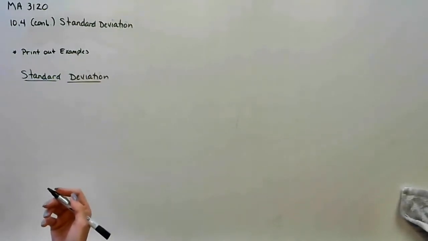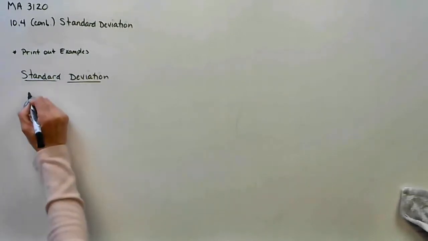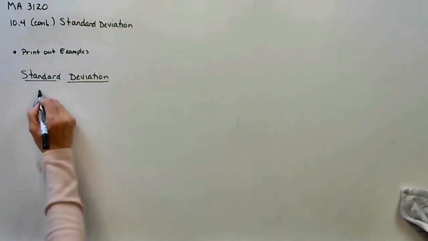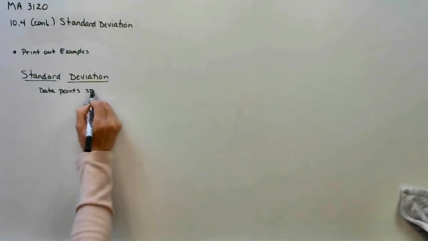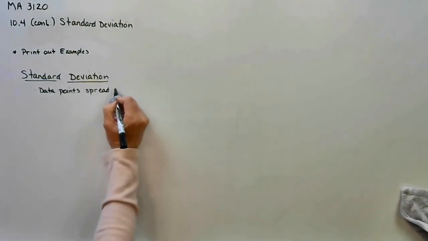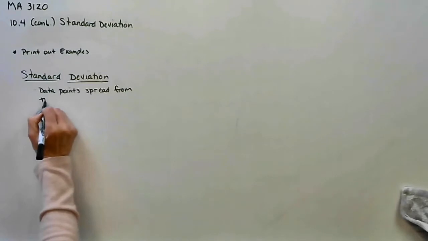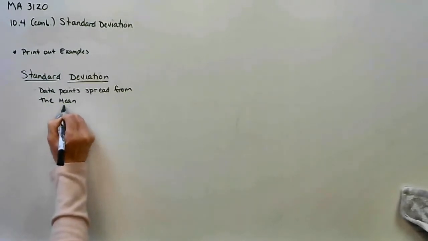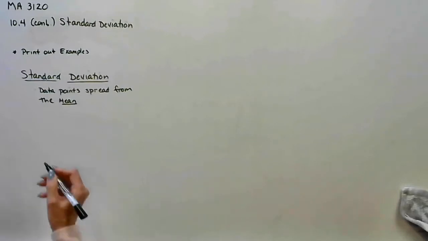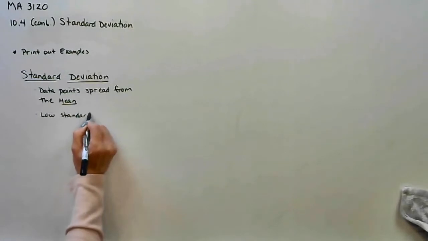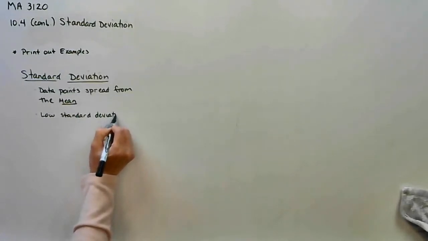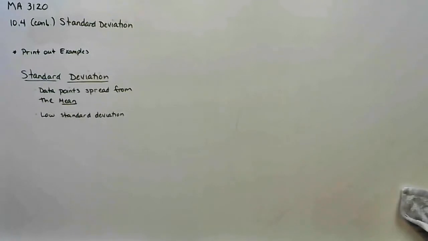Okay, so let's take a look at this. Standard deviation, think of the data points spread from the mean this time. Last time it was from the medians. A low standard deviation means that the points are close to the mean.